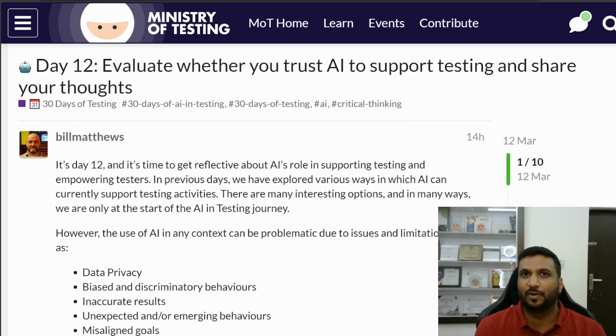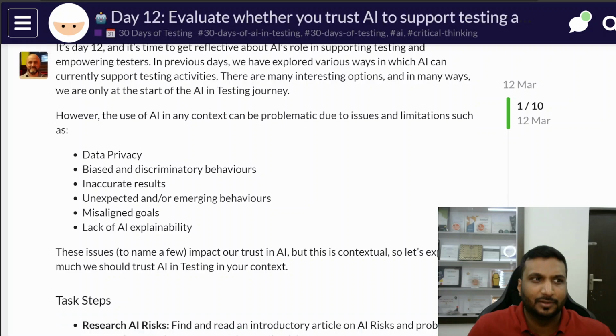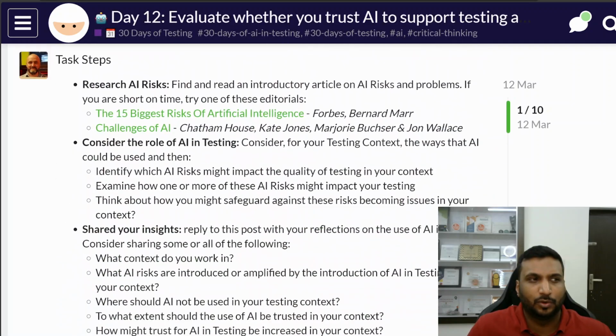I was given this wonderful task today to learn about the risks that come with AI when people want to use it to support their testing efforts. The task title was: evaluate whether you trust AI to support testing and share your thoughts on that. It was a very open-ended task where we could research AI risks, which I did.